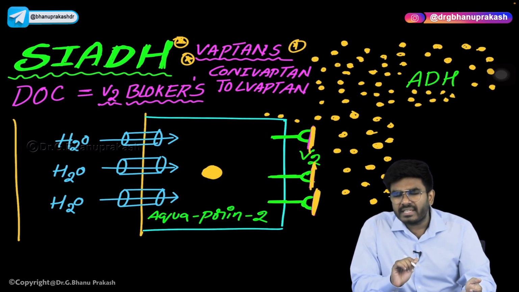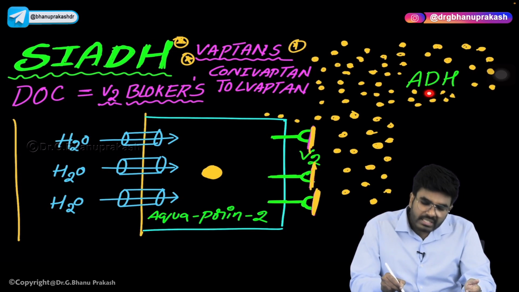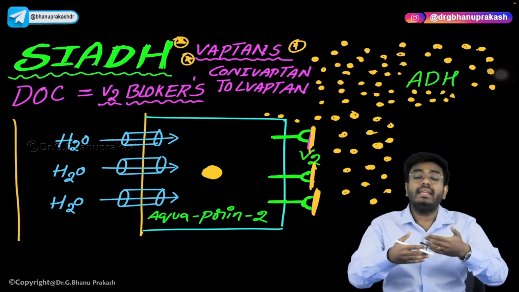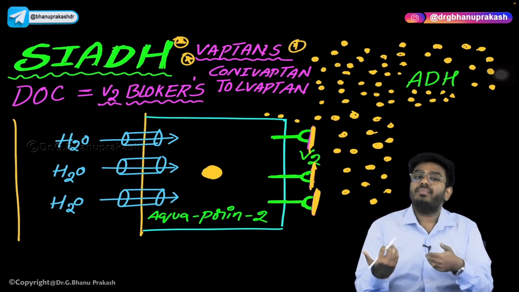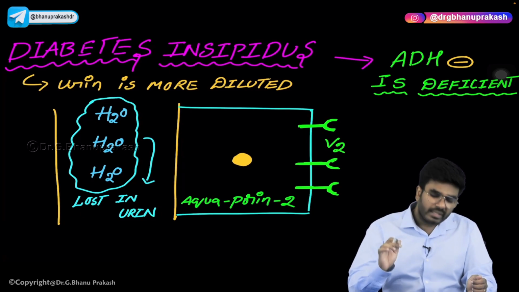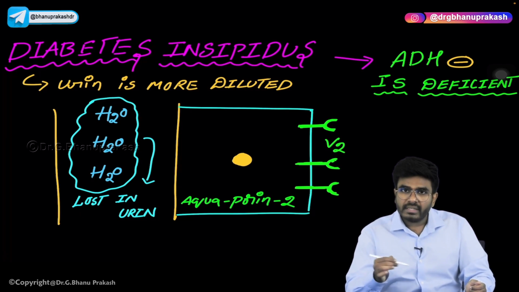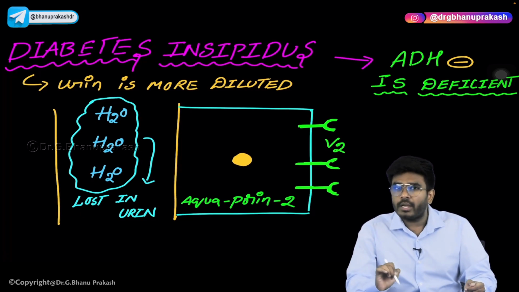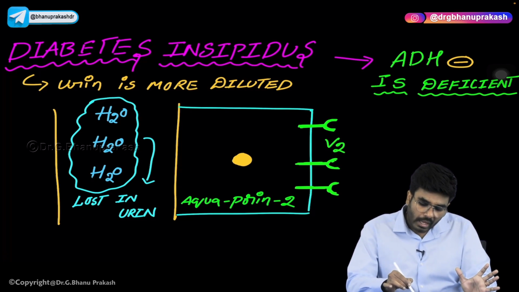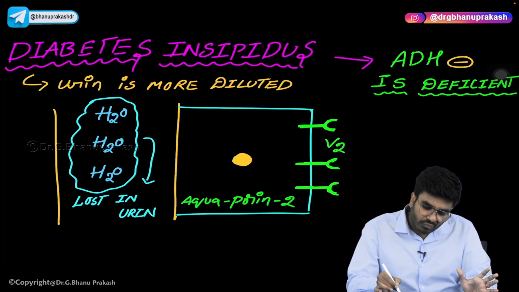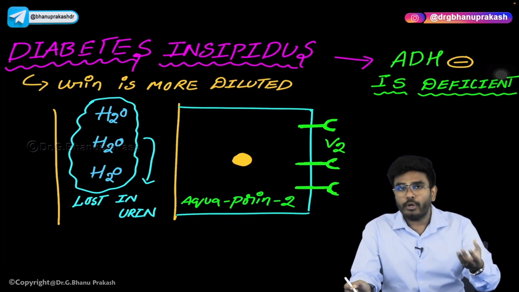Now what is the problem in SIADH? The problem in SIADH is that too much ADH is there in the body. Too much ADH is getting produced from the cancer. Now in diabetes insipidus, what is the problem? Please look at this image. Are there any ADH molecules? No, there are no ADH molecules, no ADH hormone, or I should say ADH is deficient. ADH is not getting properly produced.